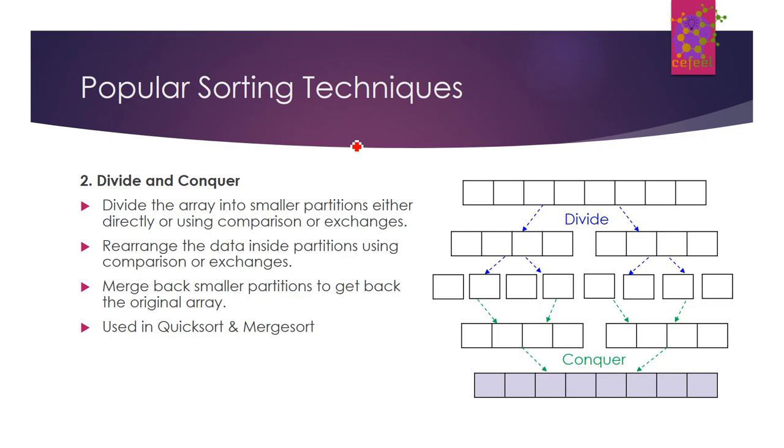And in fact, quicksort employs a strategy of comparison in the divide phase itself, which means before dividing, it makes sure that the point it is dividing at is in its sorted position. And merge sort is pretty naive, which means during division it doesn't do anything. It will keep dividing directly into smaller parts, but it does the comparison and the exchanges during the conquer, which means during the merging.